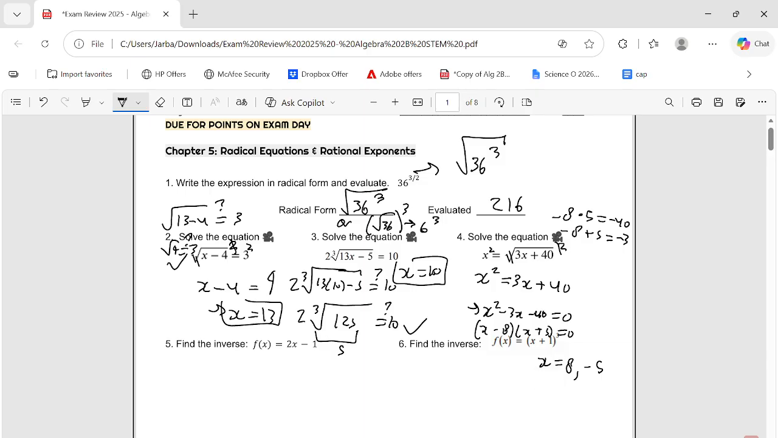You can just use a comma instead of putting another x equals. You can do x equals 8, comma, negative 5. Okay, so now let's check both of our answers to see.